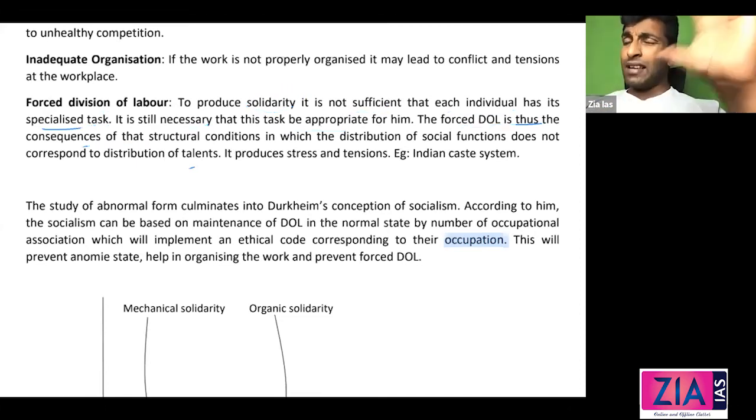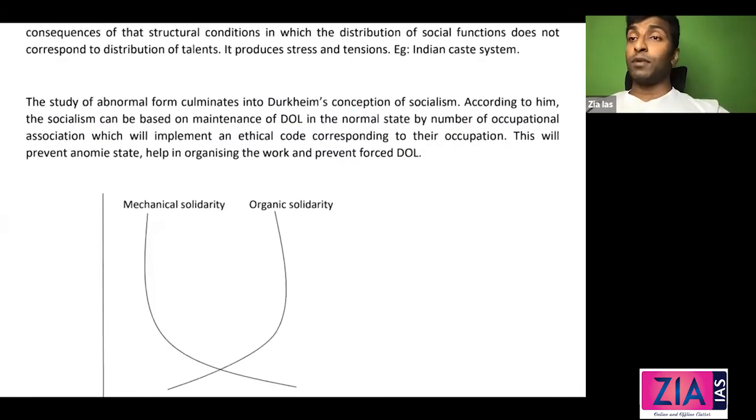Your talent may be X and you're doing something different, right? It produces stress and tension. Indian caste system, for example. The study of the abnormal form culminated in Durkheim's concept of socialism.